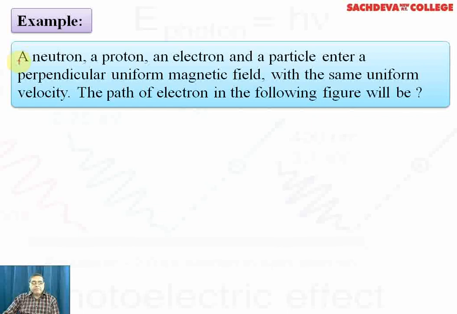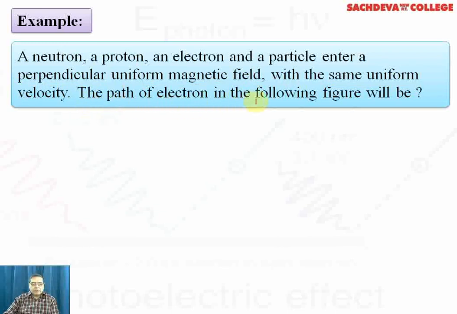Well, now we are proceeding with some examples of radioactivity. We have to apply them in the different questions. Like in this question, a neutron, that is a neutral particle, a proton, a positively charged particle, an electron, a negatively charged particle, and an alpha particle enter a perpendicular uniform magnetic field with the same uniform velocity. So the magnetic field is uniform and the velocity is constant.